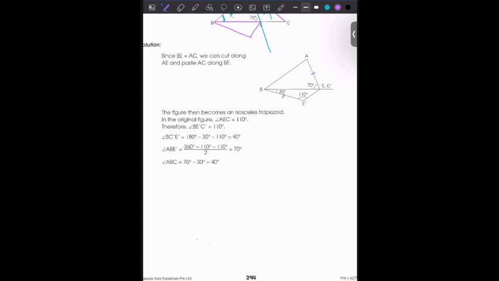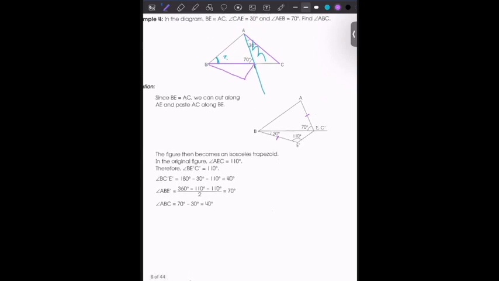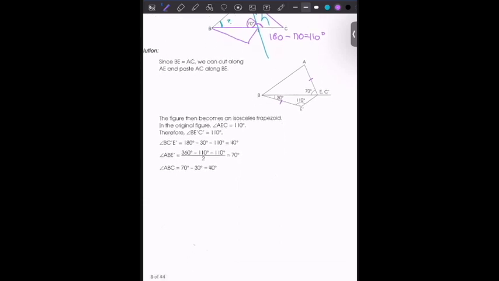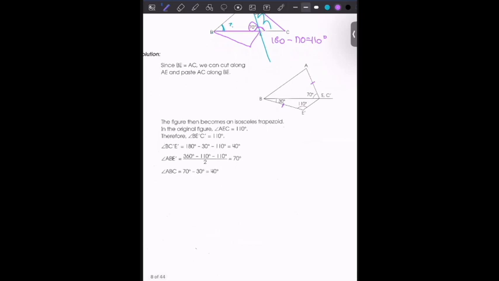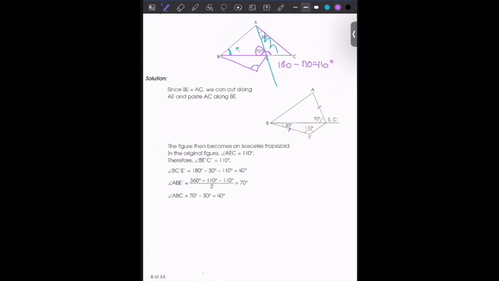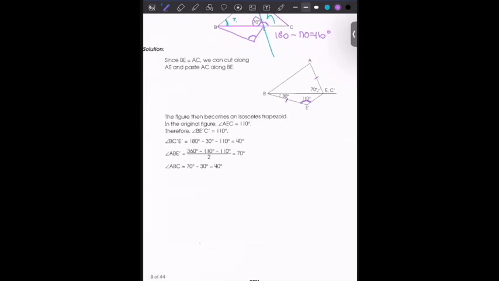Based on the concept that we learned for an isosceles triangle, in the original figure we know that angle AEC is equal to 110 because that's going to be 180 degrees minus 70 degrees, since it's in a straight line. So angle AEC is 110 degrees. Now, after we pasted it, angle AEC is going to be this angle, and here they wrote it as E prime. This little apostrophe is called prime, so we're going to call it E prime. That's going to be 110 degrees.